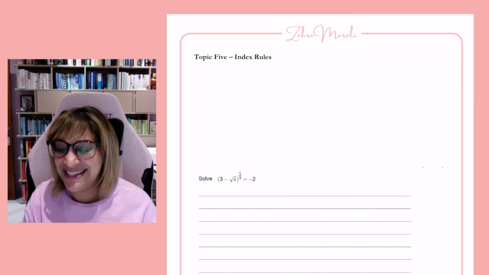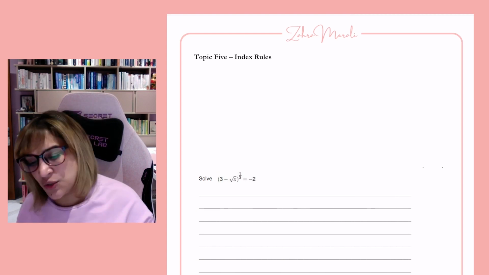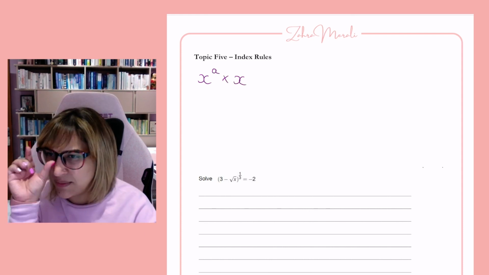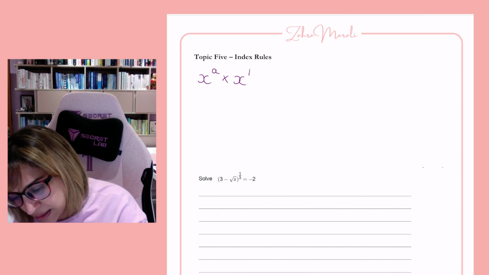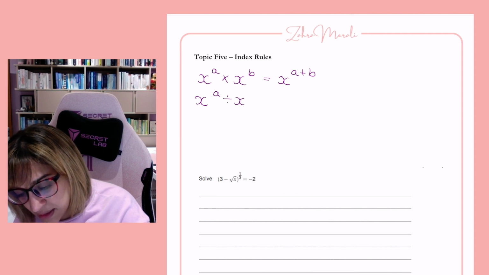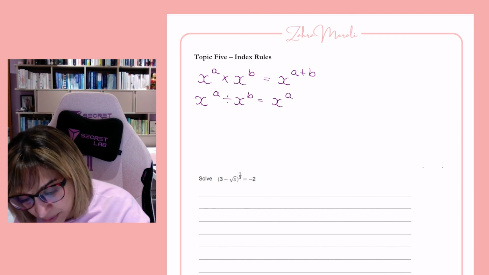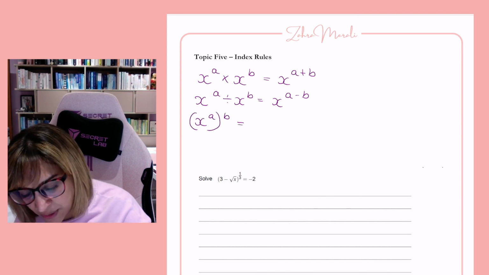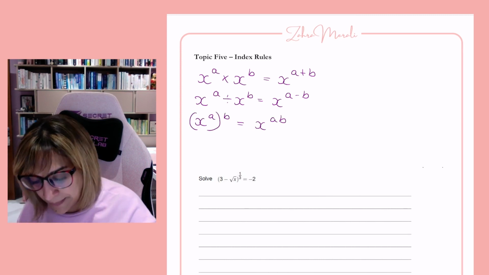Okay, index rules. Right, so we know from GCSE, we know if we've got x to the power of something, the x has to be the same, so that base number has to be the same. We're going to get a plus b. We know when we divide, we can take away the powers. We know when we do everything to the power, we're actually multiplying.